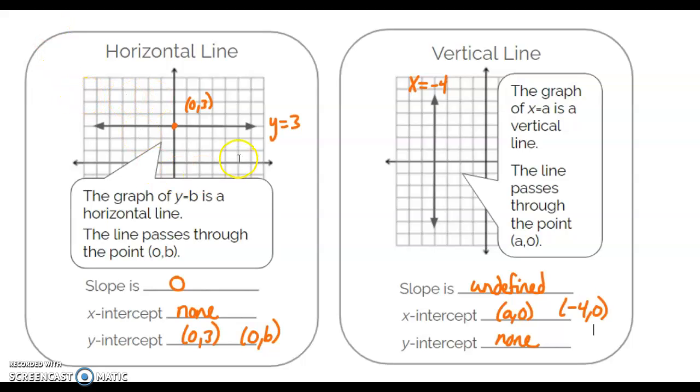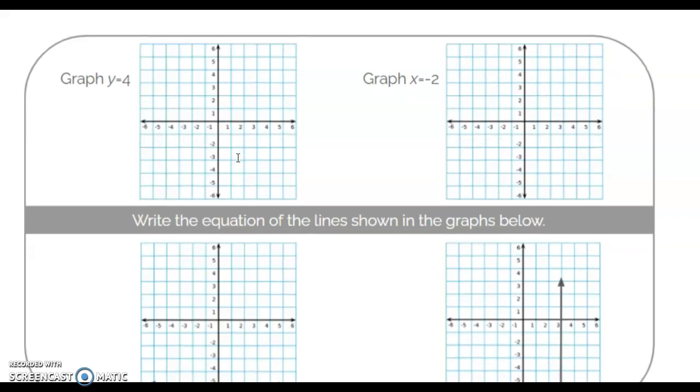All right, so let's do a little practice here on our foldable. It says graph y equals 4. Well, if it's y equals a number, you know that it is a horizontal line. And so it's going to go through 4 and be horizontal. So that's the graph of y equals 4. The graph of x equals negative 2 is going to be vertical. Anytime it's x equals a number, it's a vertical line. And it's going through negative 2. So you're going to draw a vertical line through negative 2. Remember, this one has a slope that is undefined.